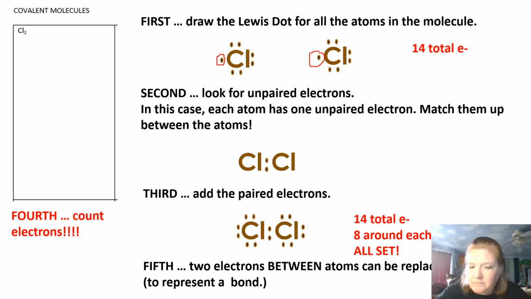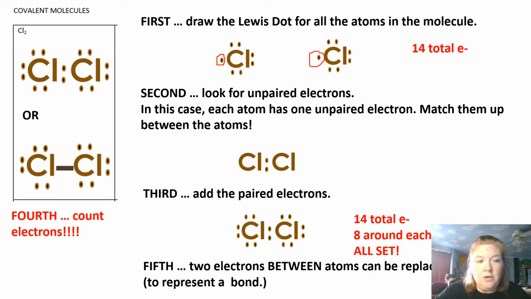So the 2 electrons that are between the atoms can be replaced with a line to represent the bond. So the line represents 2. So I could draw it just exactly as I drew it right here, or replace those 2 dots with one line indicating they're bonded.